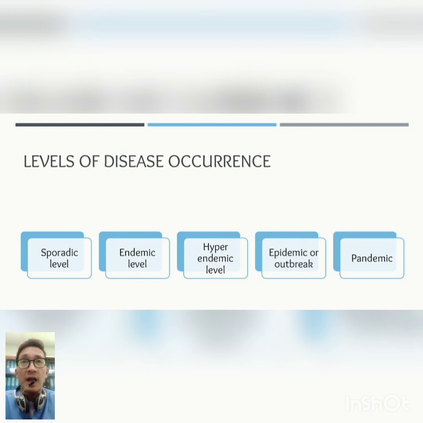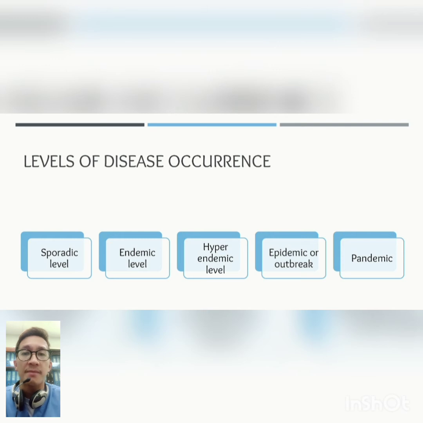Next is we have your hyperendemic level. Hyperendemic is the persistent high levels of disease occurrence. Occasionally, the amount of disease in a community rises above the expected level.